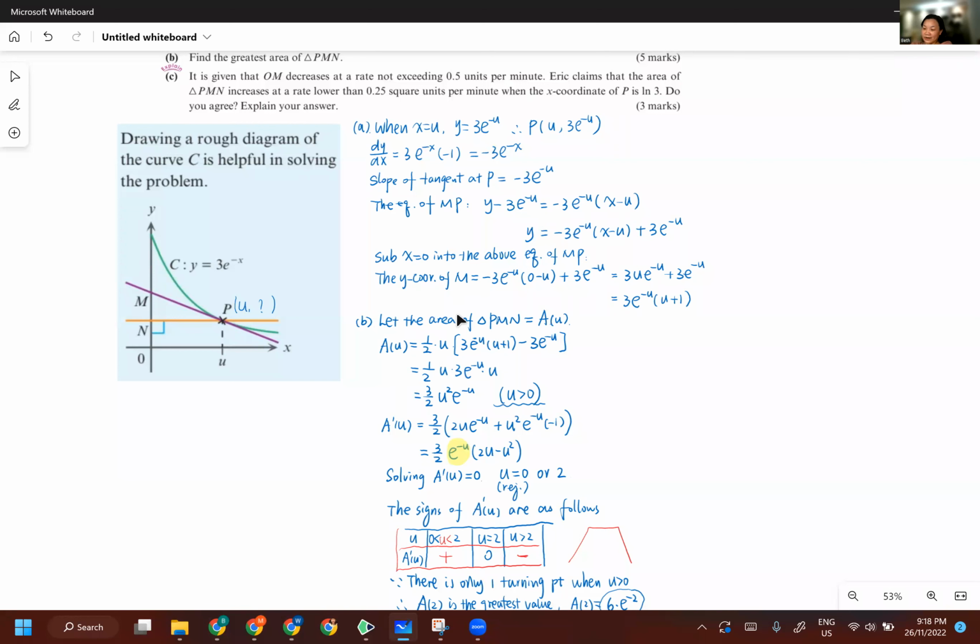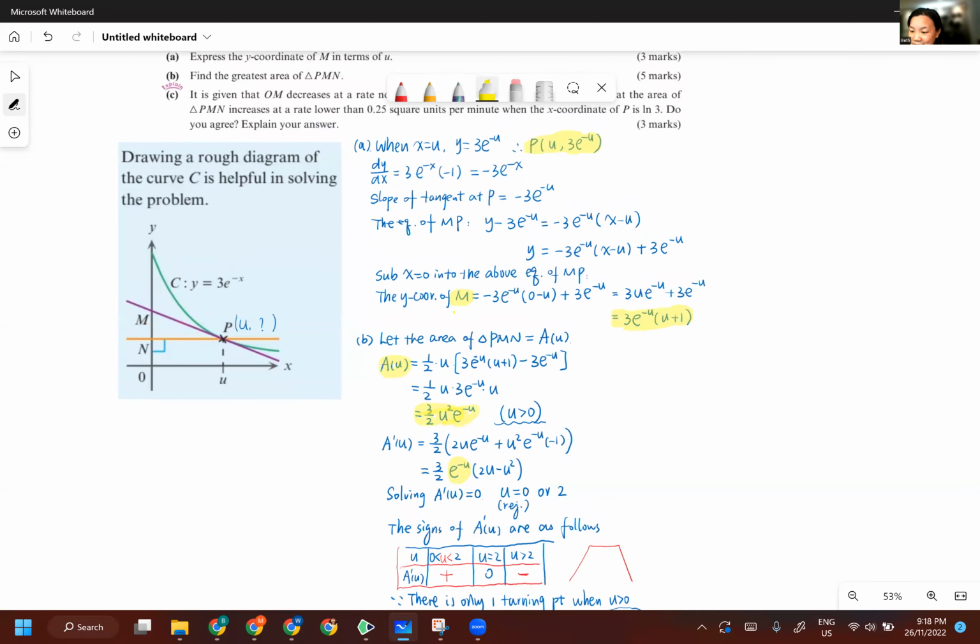Now, I already have the relation between area and U. Now I also have P and U. PU is found. And M and U is also found. I already know the relation. It's just how the rates are related that is the problem.